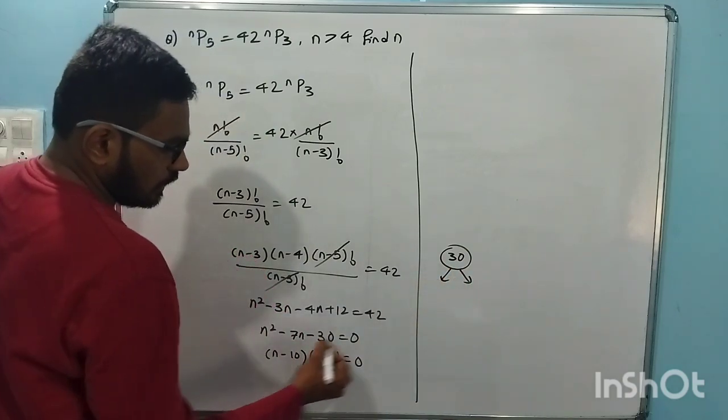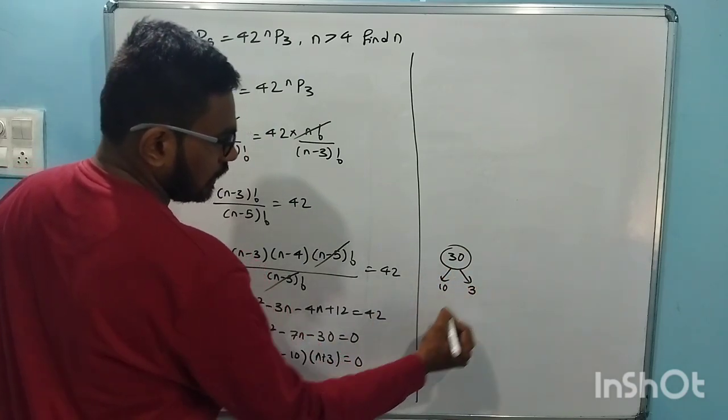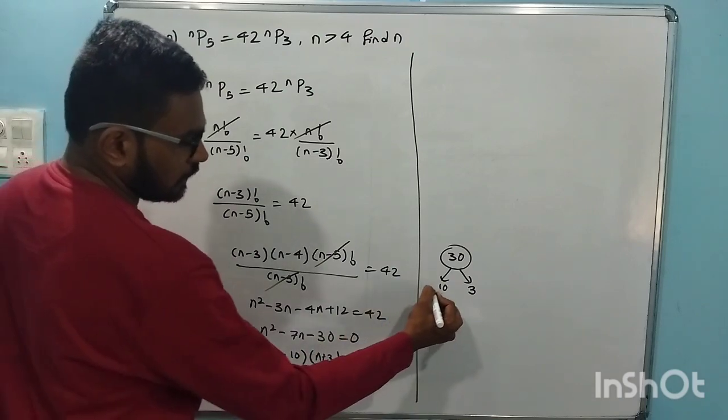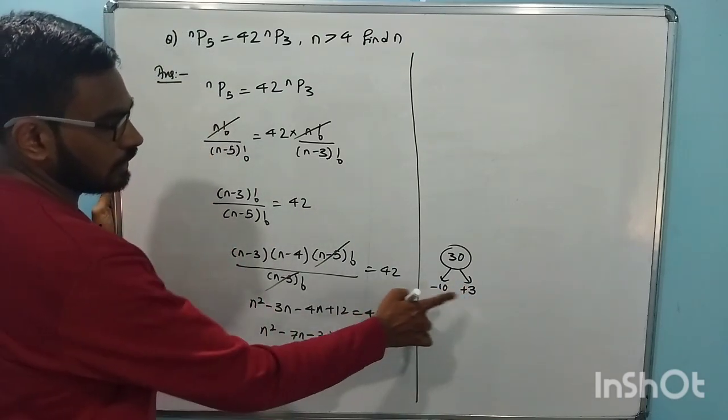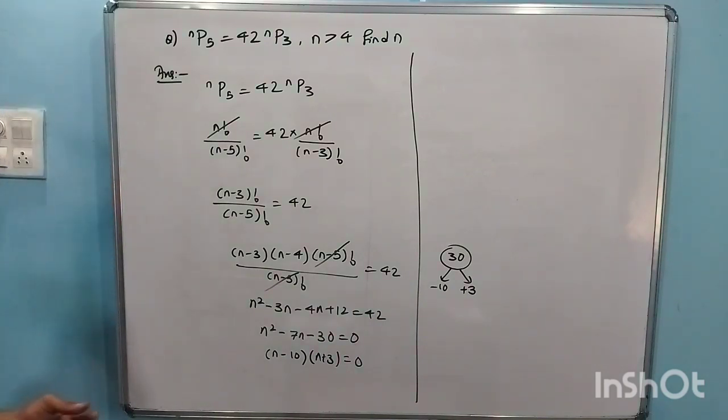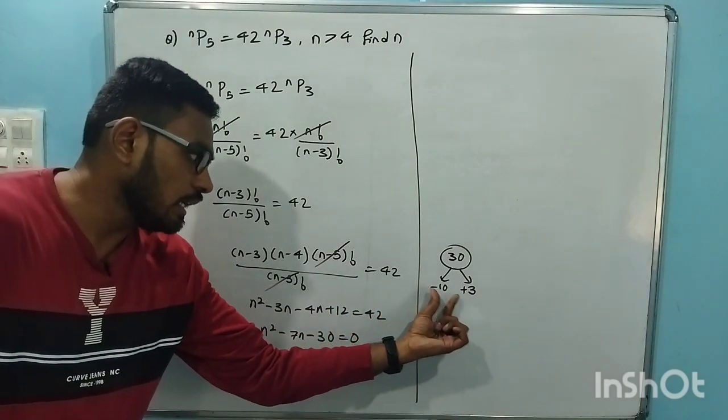Then 10 and 3, obviously. So bigger number I give negative sign, smaller number I give plus sign, means opposite sign since it is negative. Then just write directly n minus 10 and n plus 3.